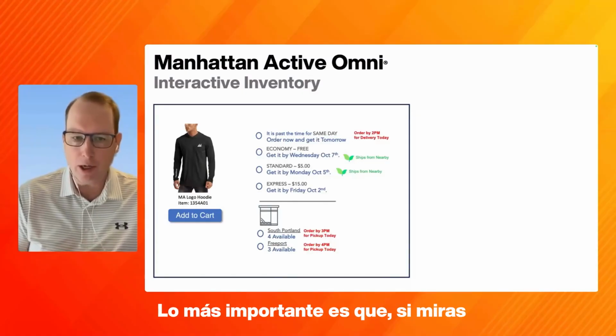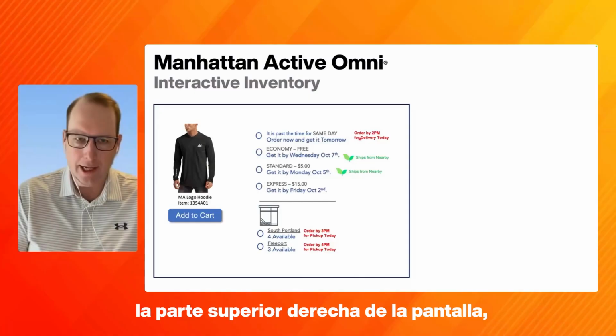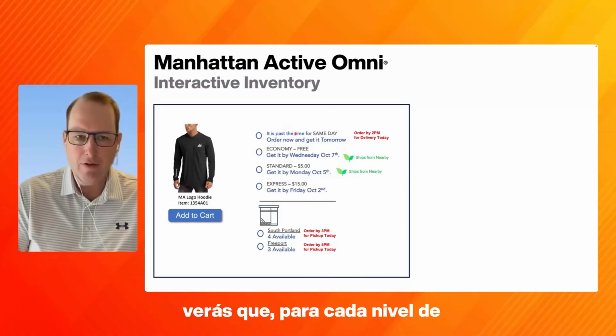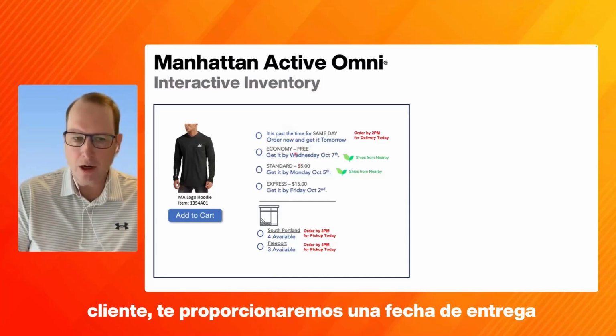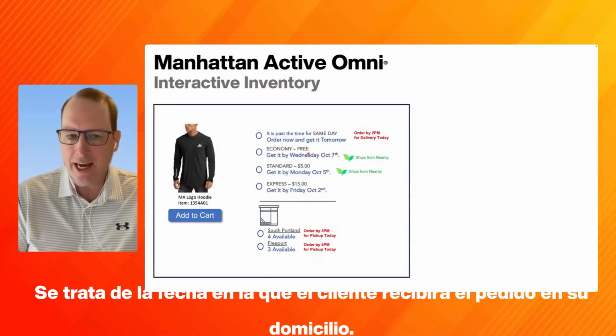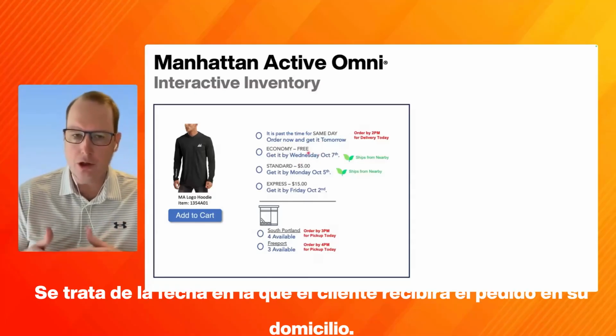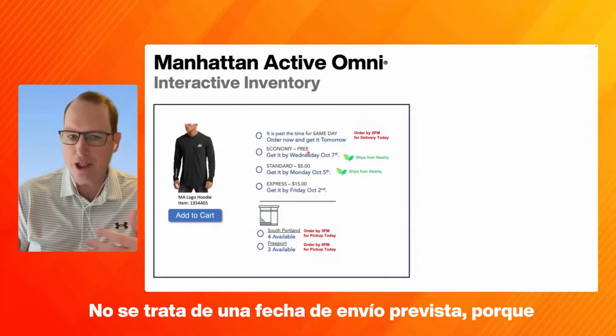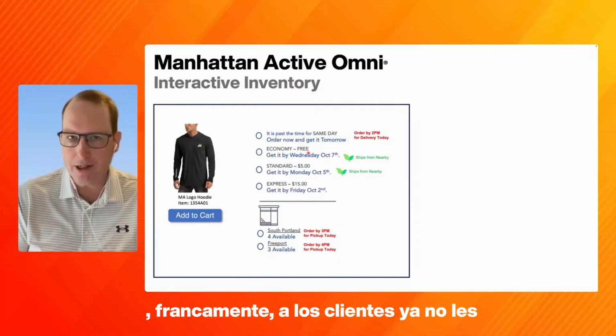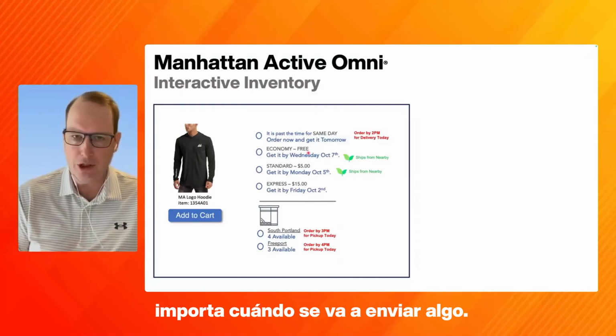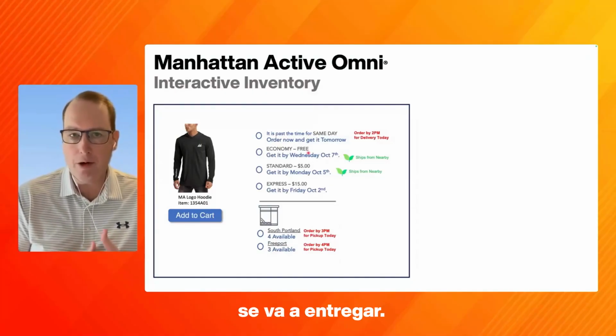So most importantly, if you look at the top right of the screen here, for every service level that you would offer to the customer, we will provide a projected delivery date. This is the date to the customer's doorstep. This is not a projected ship date because, quite frankly, customers don't care anymore when something's going to ship. They only really care about when it's going to be delivered.